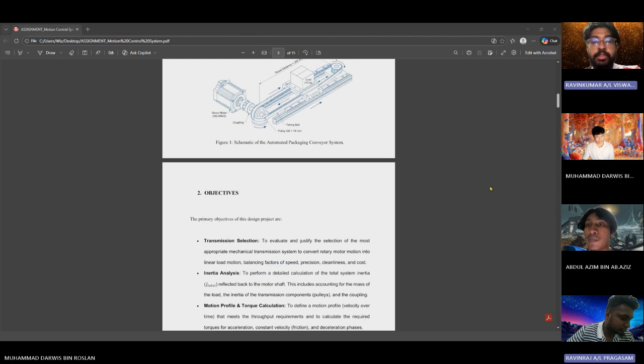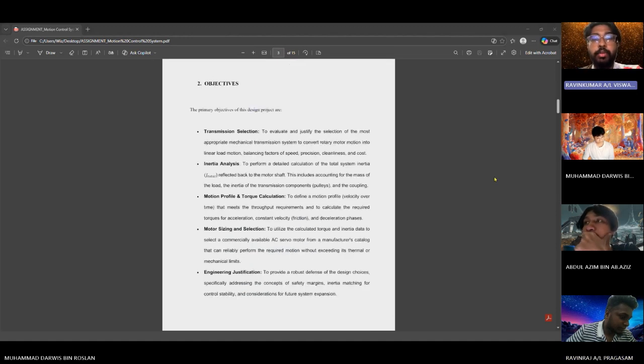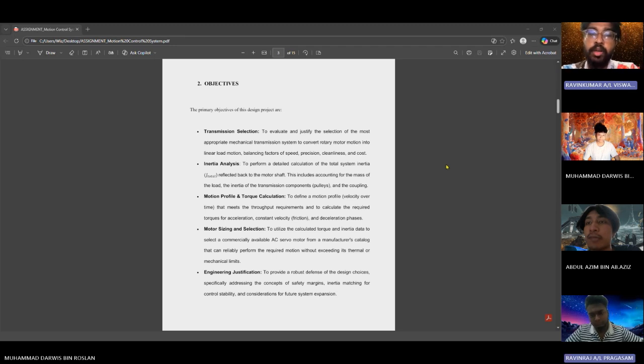The primary objective of the design is transmission selection: to evaluate and justify the selection of the most appropriate mechanical transmission system to convert rotary motor motion into linear load motion, balancing speed, precision, cleanliness, and cost. Next is inertia analysis: to perform a detailed calculation of the total system inertia, J total, reflected back to the motor shaft. This includes accounting for the mass of the load and the inertia of transmission components such as pulleys and the coupling.